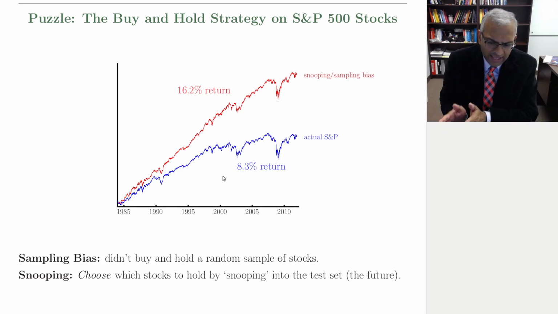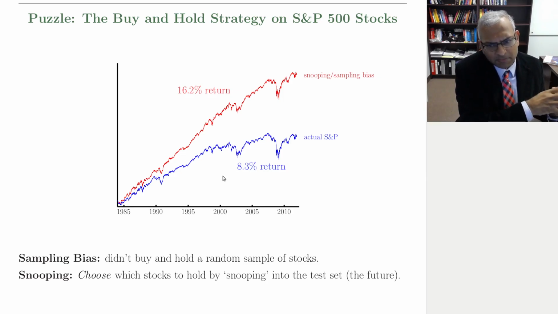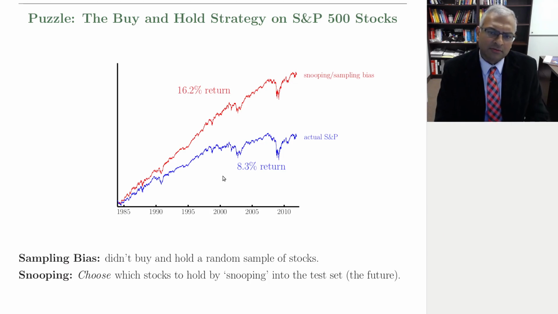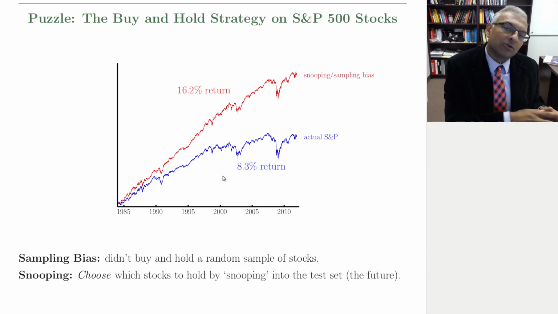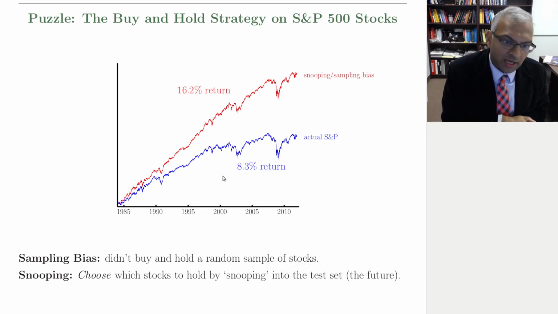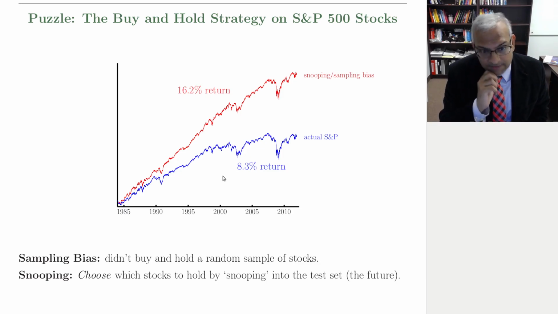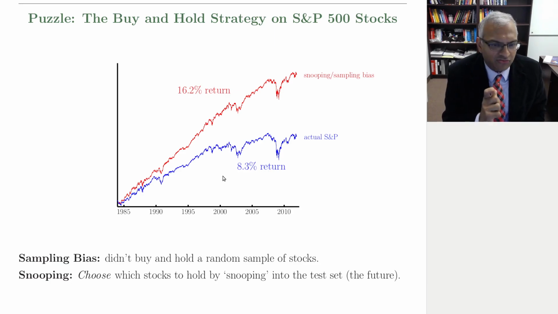So we took today's S&P 500, and then we looked at how today's S&P 500 performed over the last, whatever, 25, 30 odd years. So first of all, there's sampling bias. There's sampling bias because we didn't pick a random set of stocks in 1985 to see how they perform. That would be a way to test whether putting money in the stock market is a good idea or not. But even worse, the nature of the sampling bias, how we filtered stocks into our portfolio to look at, included a very serious flaw, which is data snooping.